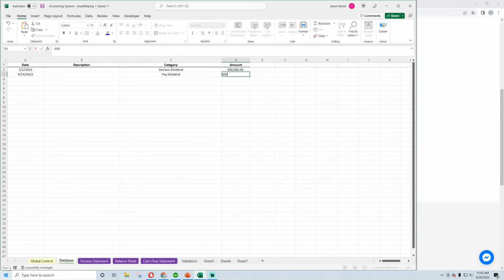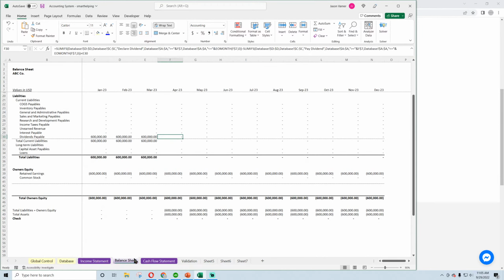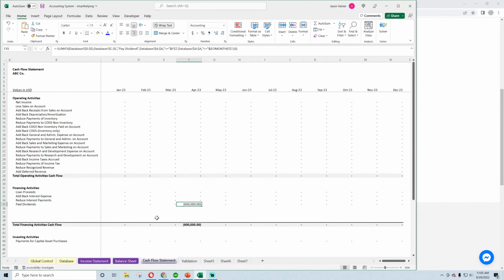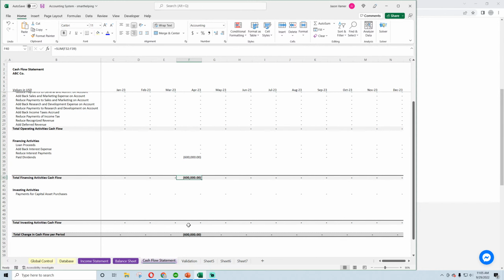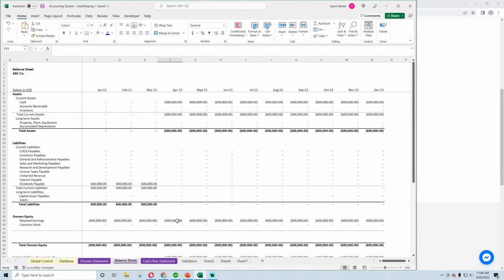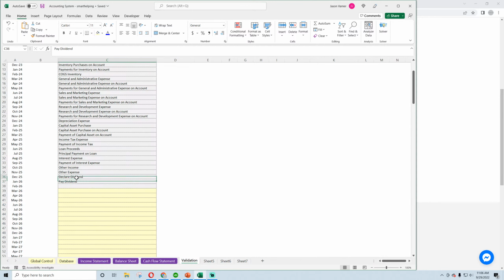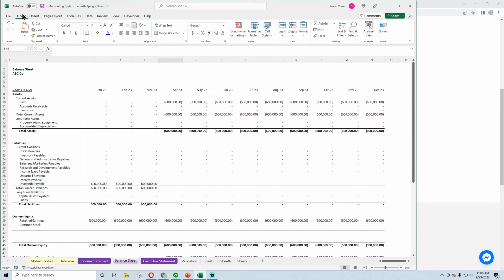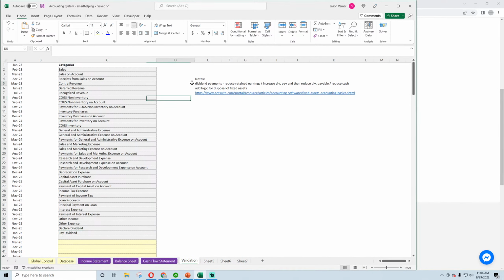So we pay this here. Wait, it checks out. I don't know why. Why did I think it didn't work? So there you have the 600,000 going out. Retained earnings is negative 600, and we're checked out. Maybe I was looking at the wrong row. So the check row is good. That's awesome. So we added another option, and we have dividends now working. That was fun. Check this off the list.